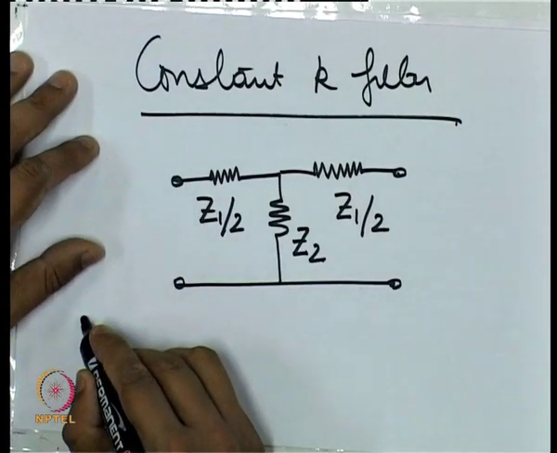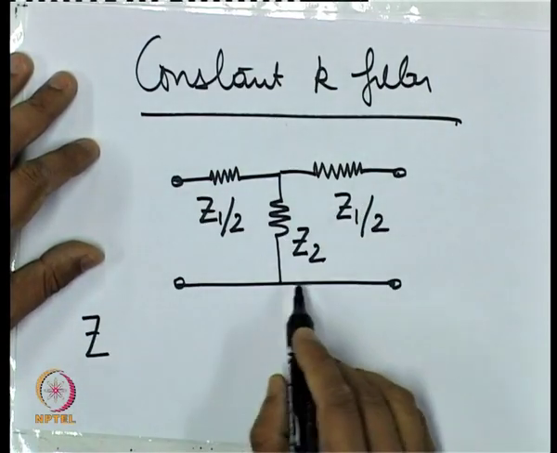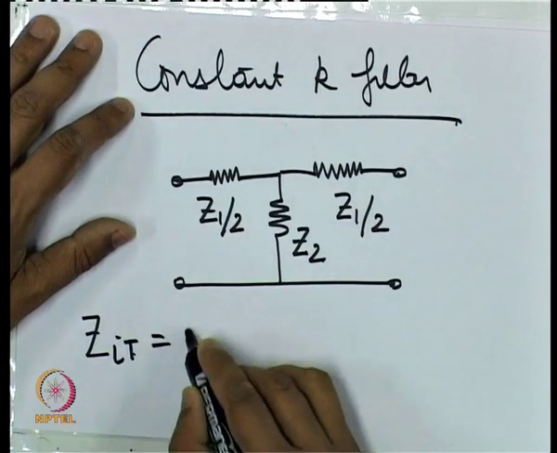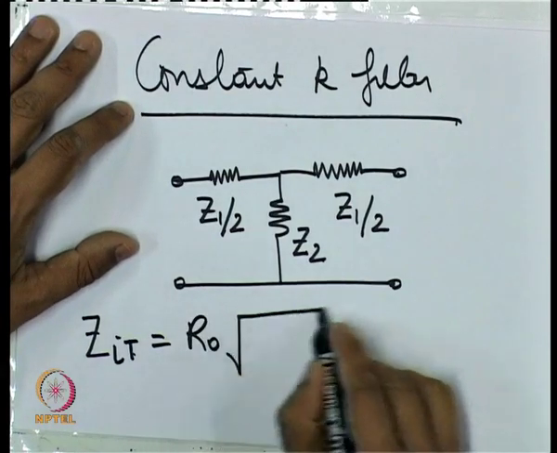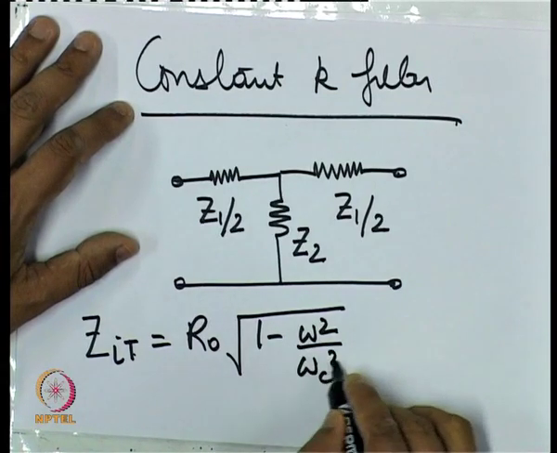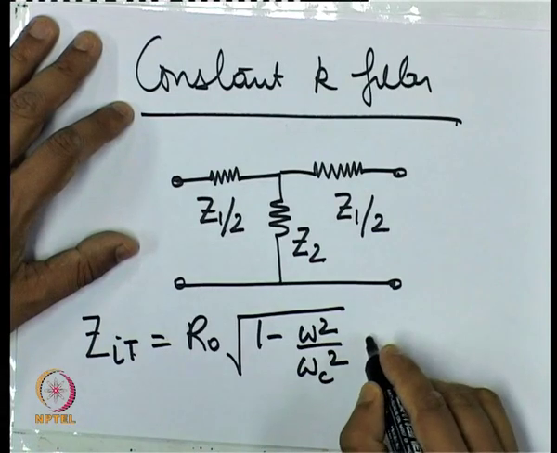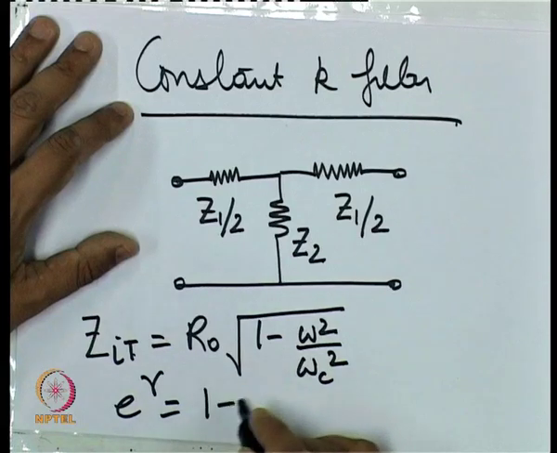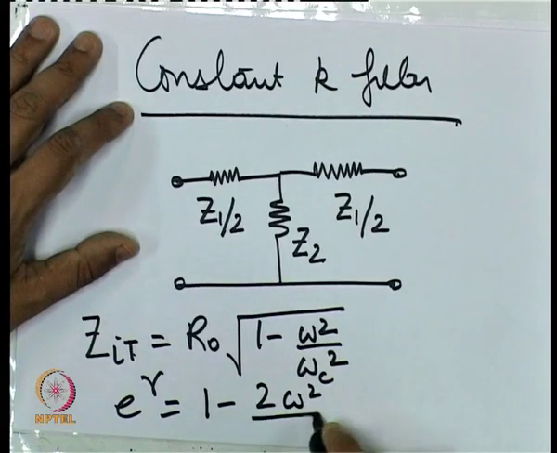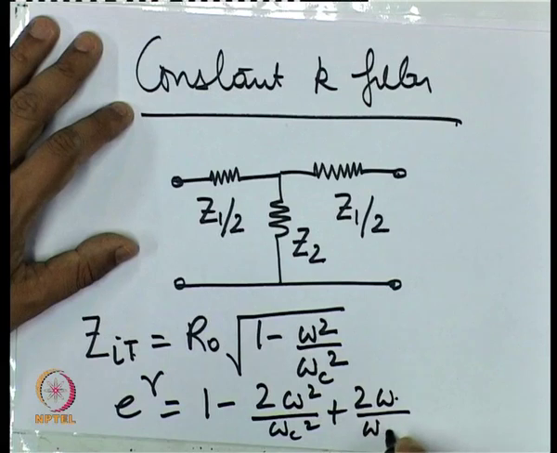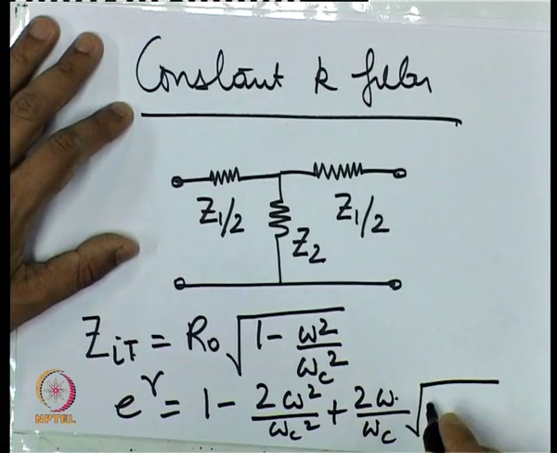Now, the image impedances, since this is a symmetrical circuit, the image impedances will be the same at all the ports. They are given like this. And the propagation constant is given like this. Now, the derivations for these terms are given in the book by Pozar, as mentioned in the syllabus for this course. If you wish, you can go through them.